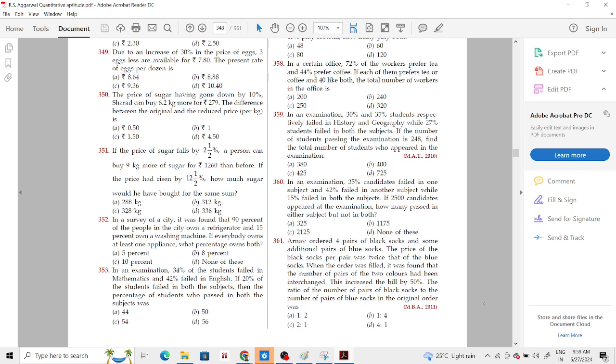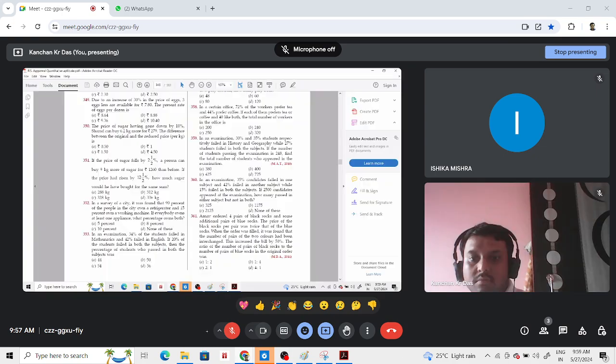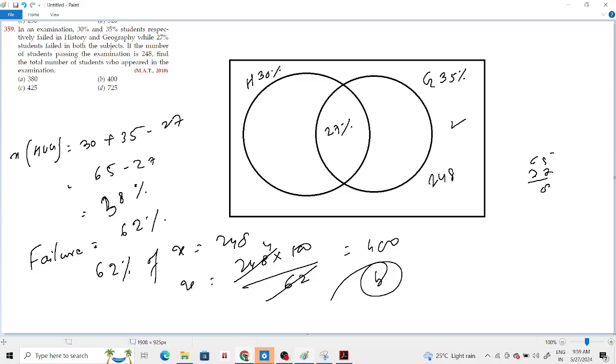Sir, I did it by X and my answer came. I'll send you the photo. Yeah, you can send it, but don't do this sum by X, it will take time. You can definitely do it by X, but this sum is designed for the Venn diagram.